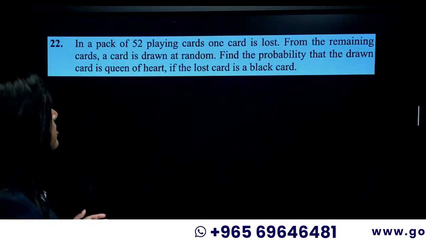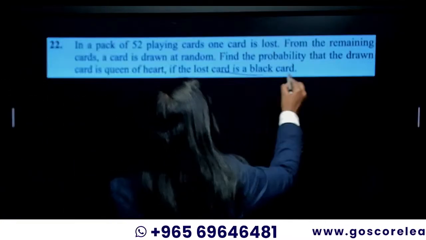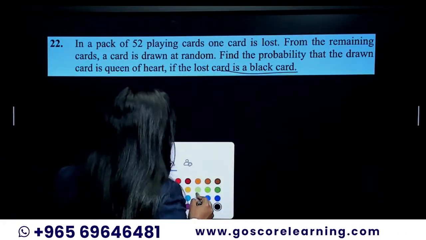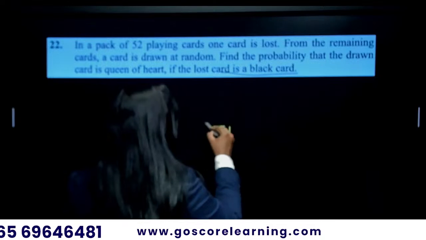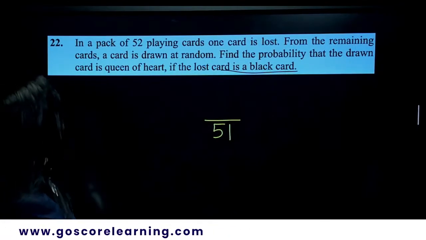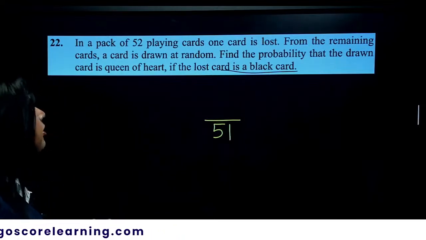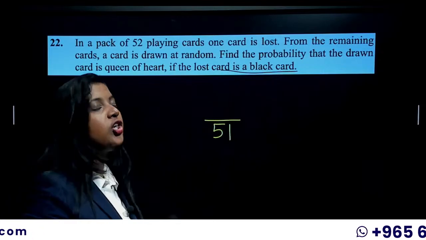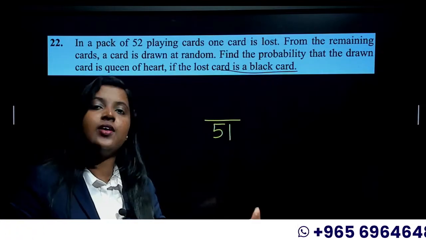A card is lost and the lost card is a black card. From 52, one card is lost. So how many cards are there now? 51 cards are there. And then from the remaining cards, a card is drawn at random. Find the probability that it is the queen of heart. How many queens are there in heart?